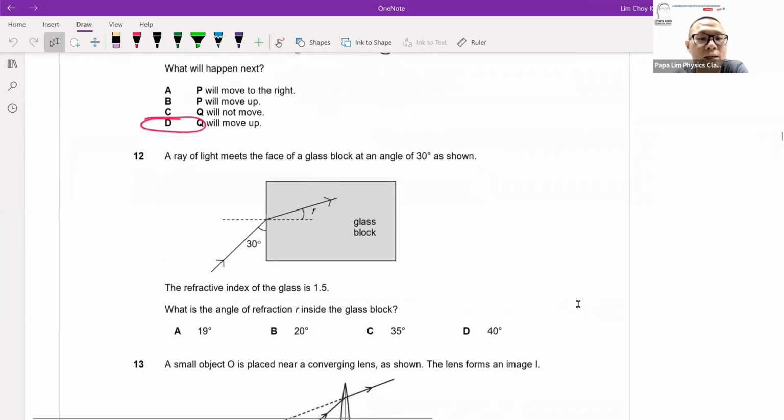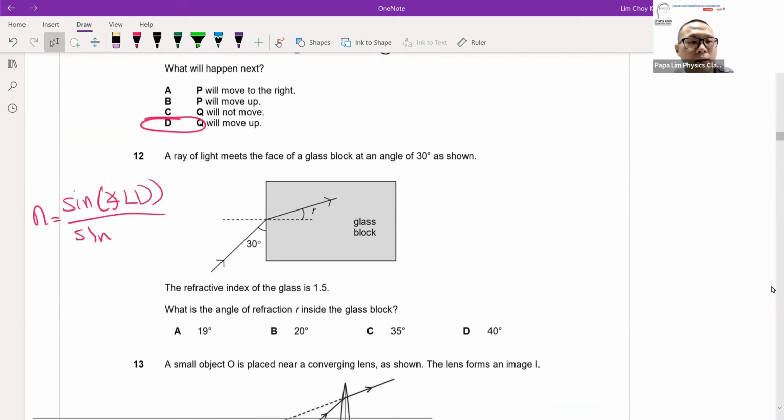Refractive index. Question 12 is a straightforward refraction question, whereby the refractive index is sine of the angle in the less dense medium divided by sine of the angle in the dense medium. Take note, most students will know the glass block is the dense medium. The air is the less dense medium. No problem about that.